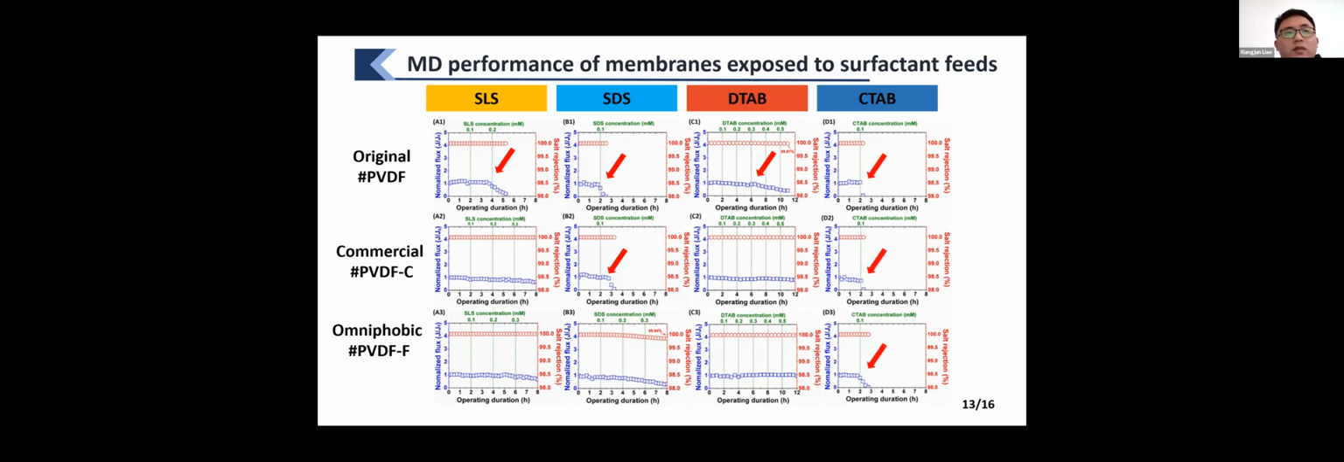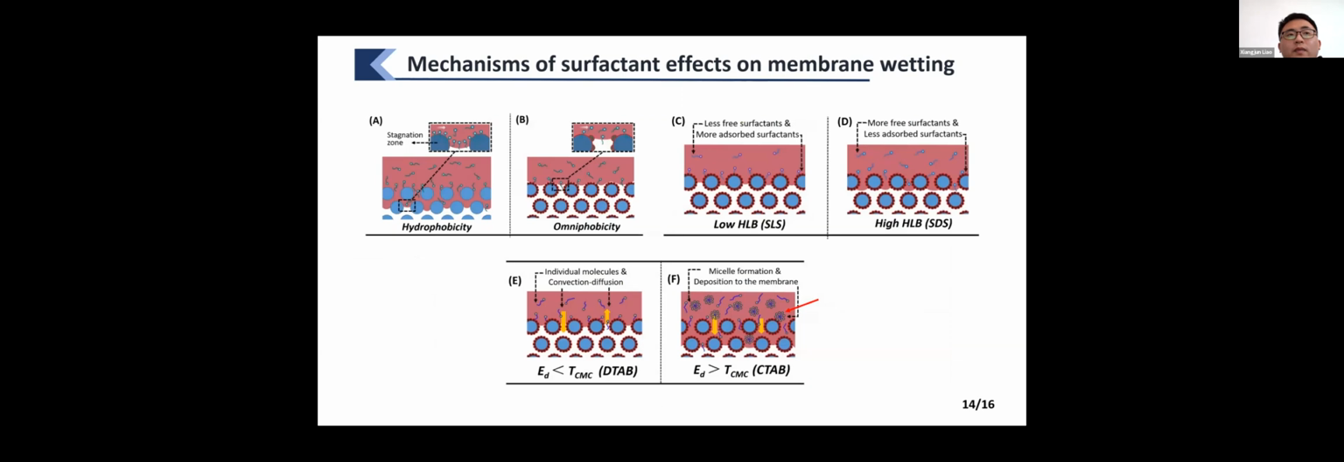According to these results, we can see that the omniphobic membrane has better wetting resistance compared to the original membrane. And SDS and CTAB have a stronger wetting ability. So what are the mechanisms of this phenomenon?